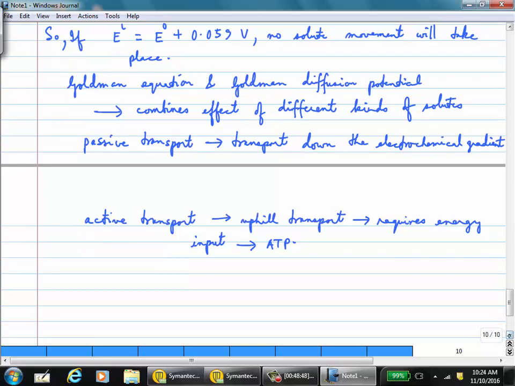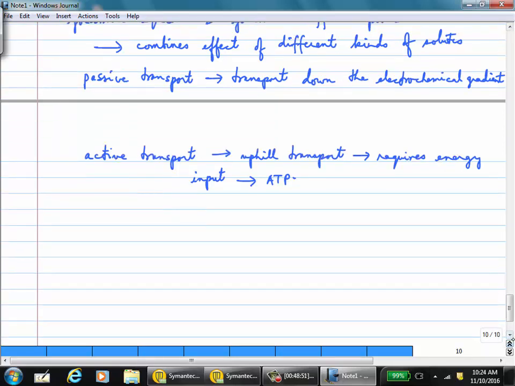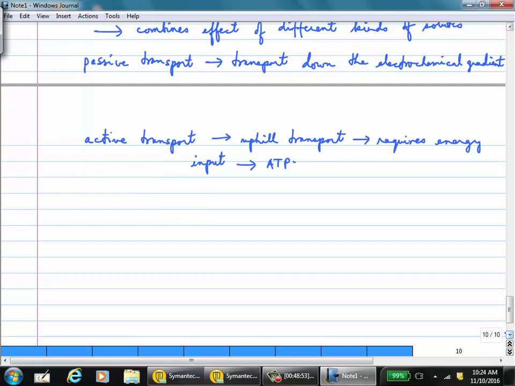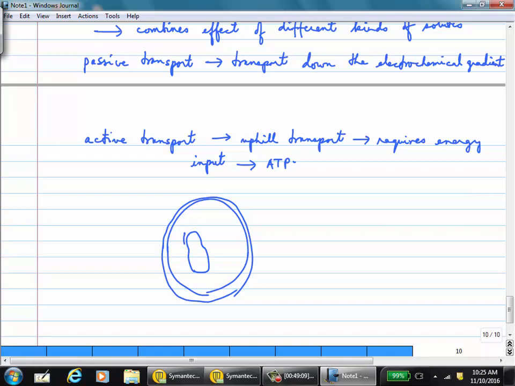And there are two examples of that which we will probably encounter many times, and I just want to mention that here. So if you look at a cell membrane, let's say you have a typical plant cell here, and then inside you have a vacuole that has a membrane. So this is the plasma membrane.